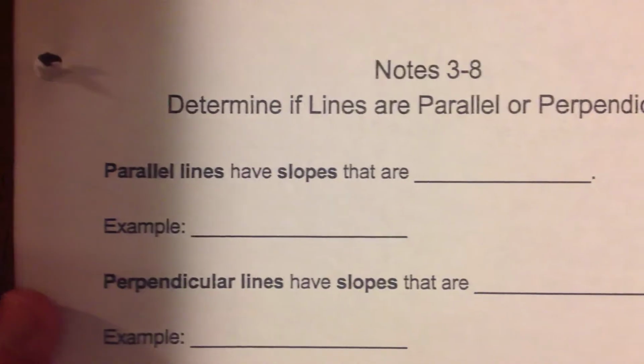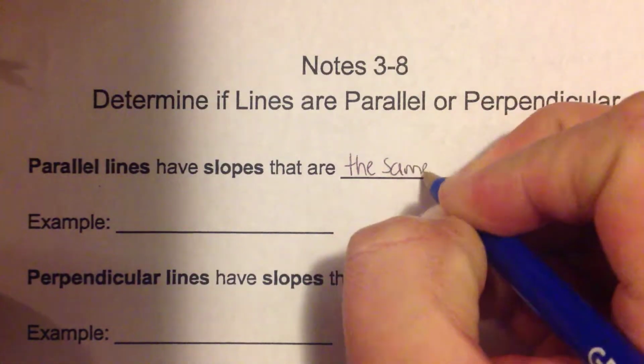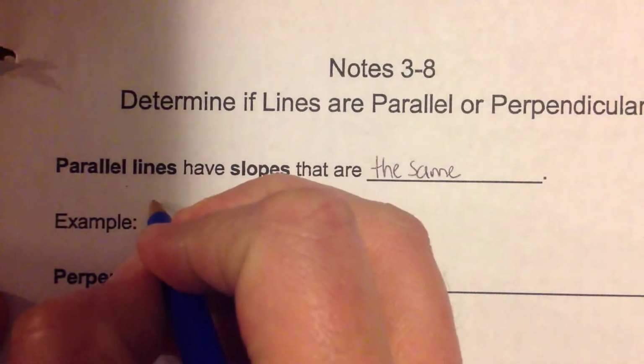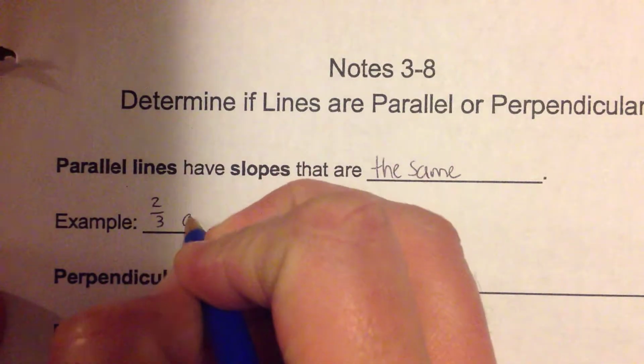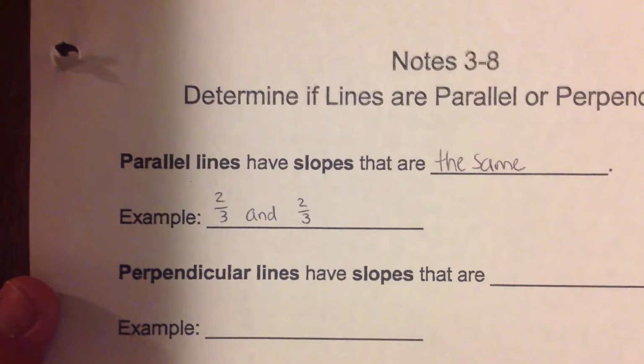We know that parallel lines have slopes that are the same. For example, if one line has a slope of 2/3 and the other line has a slope of 2/3. Exact same slope, that means they are parallel lines.